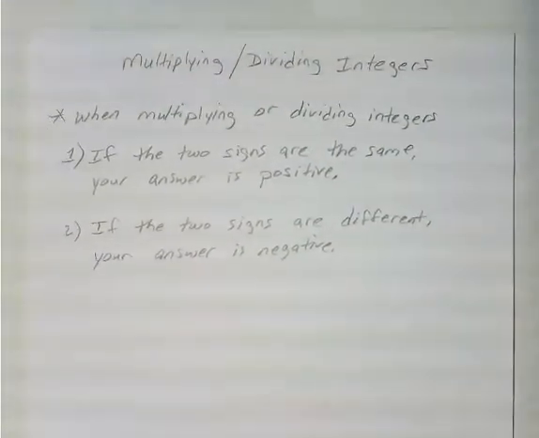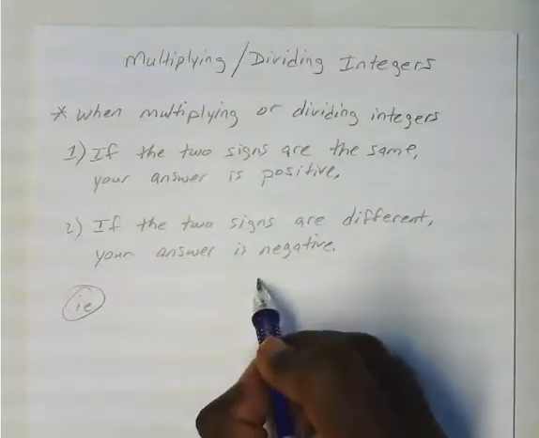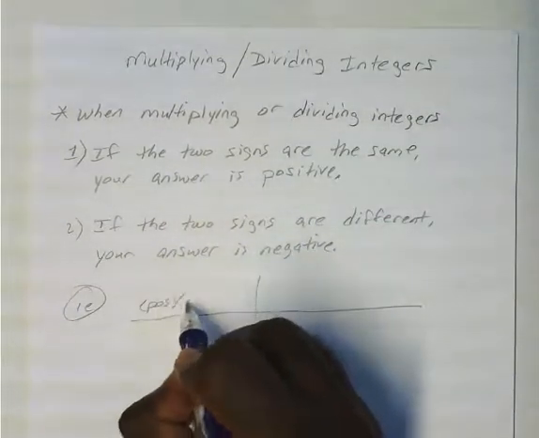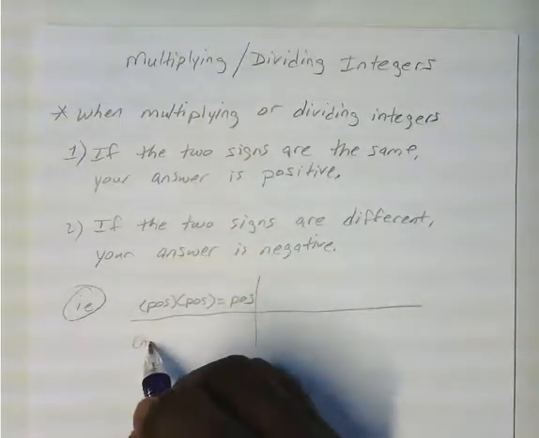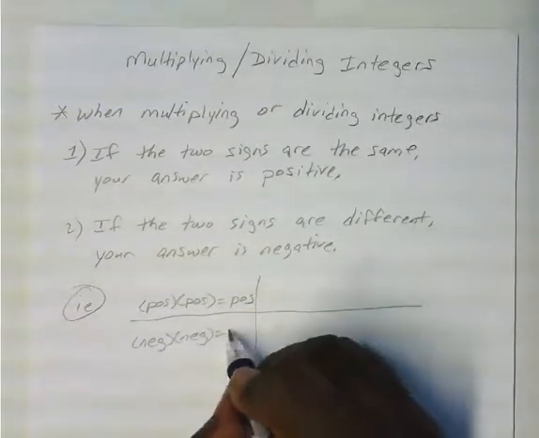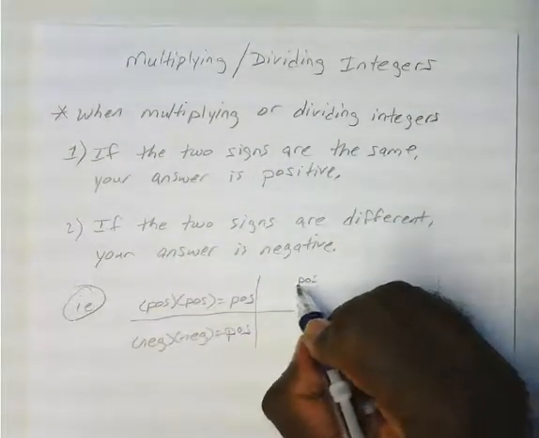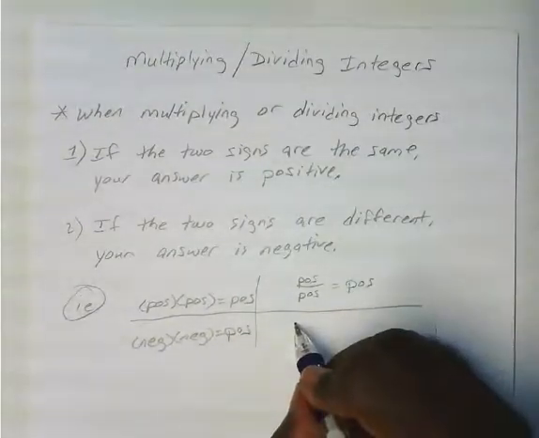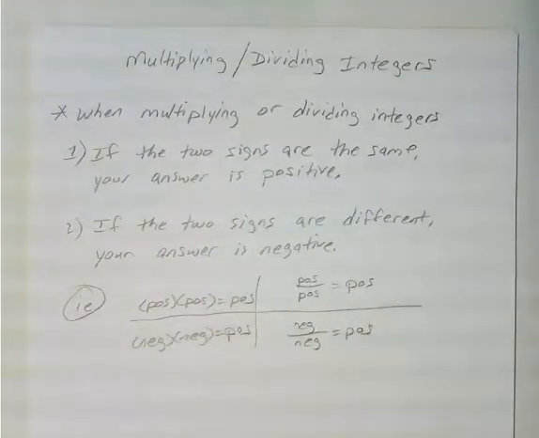Okay, so this is how it would look. You have a positive times a positive, then your answer will be positive. Same thing if you have a negative times a negative, because those are the same sign, your answer will be positive. Now, if division, if we had a positive divided by a positive, your answer will be positive. And if you had a negative divided by a negative, your answer will be positive.